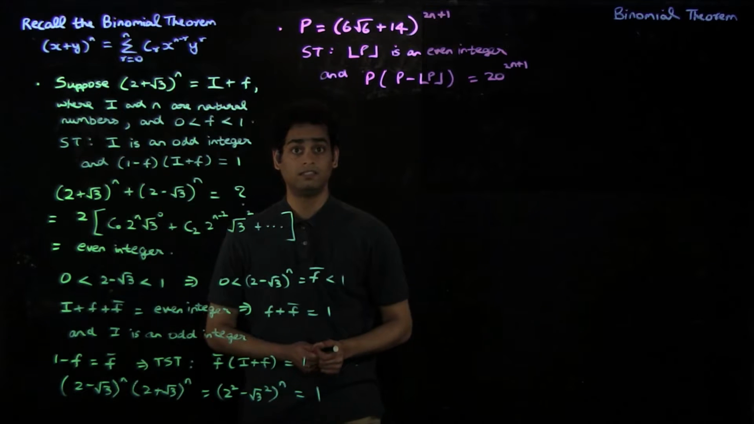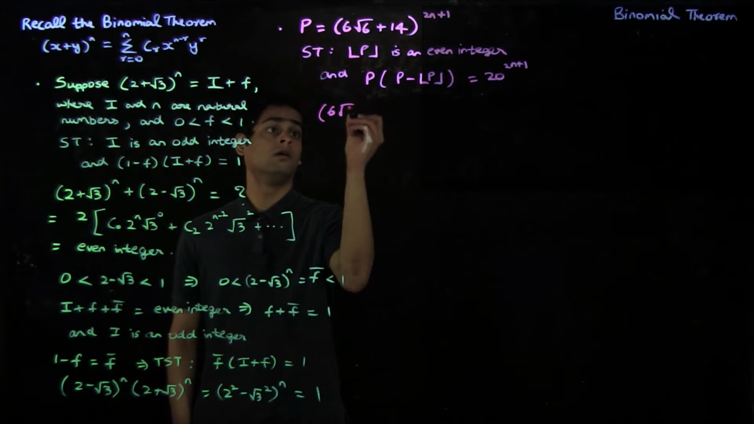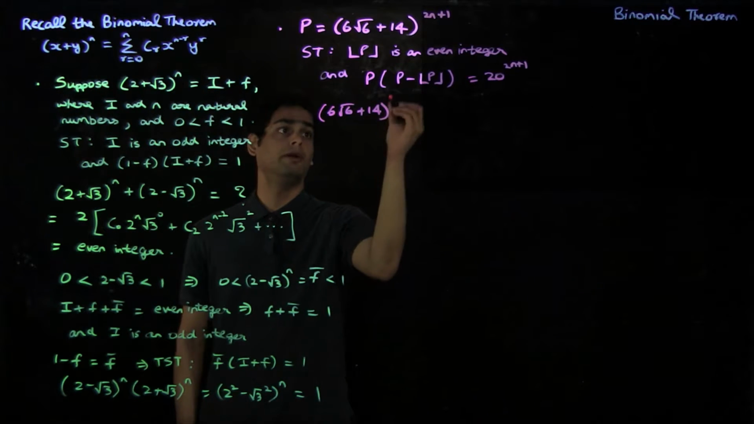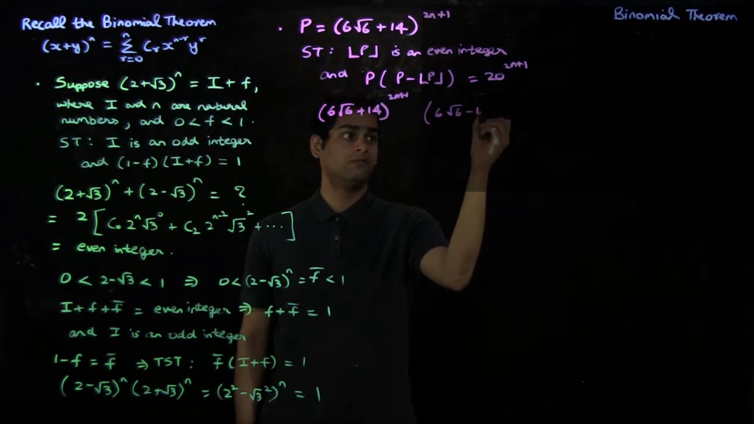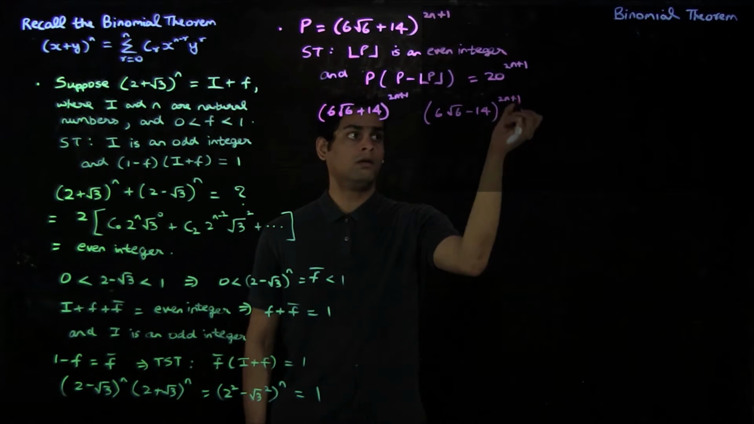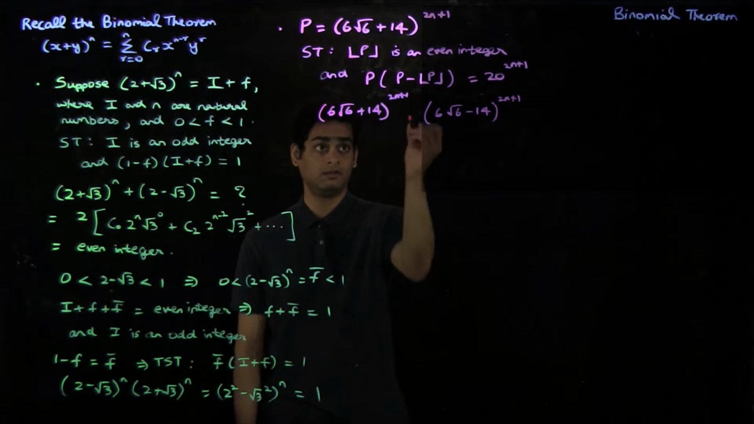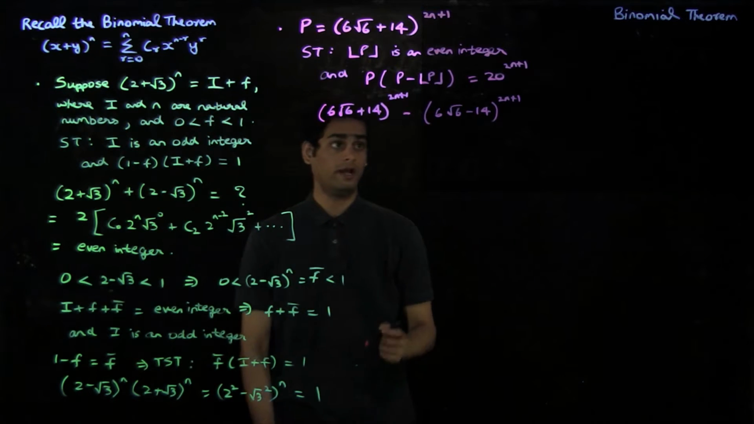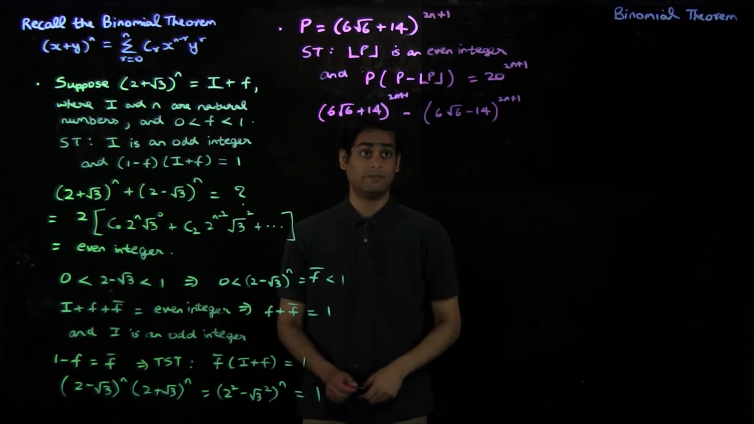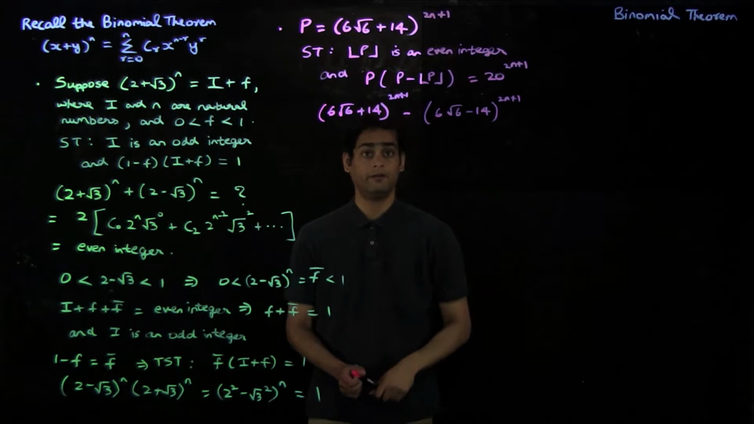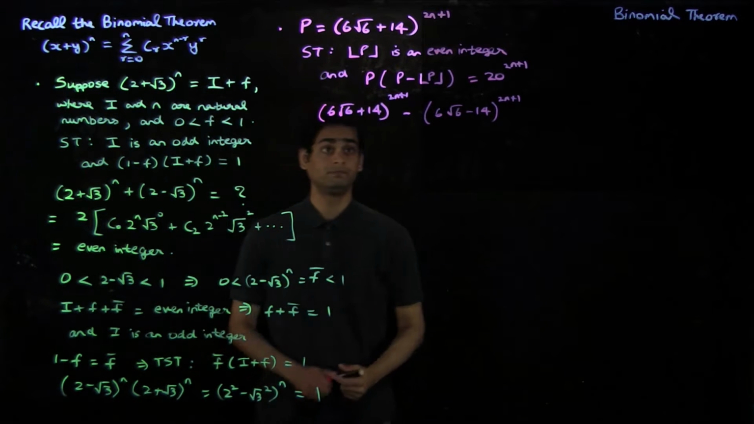So once again, we consider (6 times square root of 6 plus 14) the whole power 2n plus 1, and (6 times square root of 6 minus 14) the whole power 2n plus 1. But this time, instead of adding these two terms, we're going to subtract these two terms. And we note that 6 times square root of 6 minus 14 is again between 0 and 1. So (6 times square root of 6 minus 14) power 2n plus 1 is still going to be between 0 and 1. So we're subtracting a fraction from p.